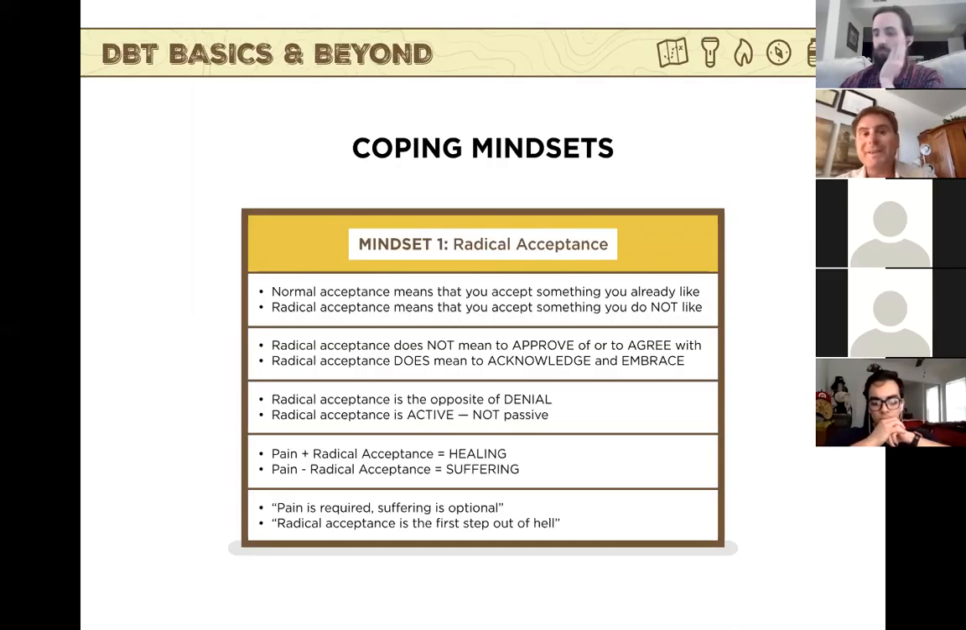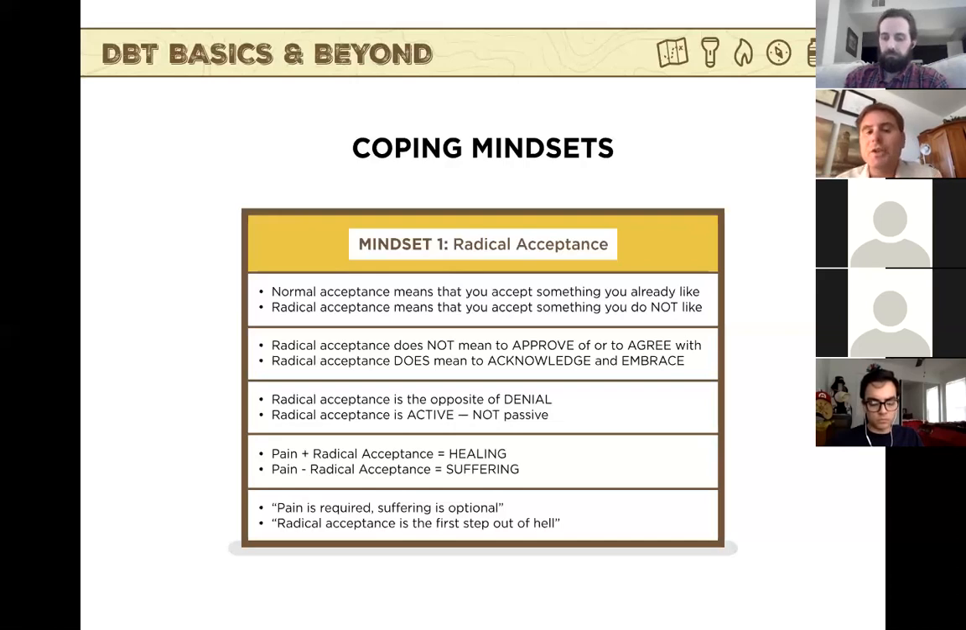Okay, radical acceptance is actually the complete opposite of that. Radical acceptance by definition means that you accept something you emphatically do not like. By definition, that's what makes it radical. So this is where this gets a little bit confusing for our clients. Radical acceptance, however, does not mean that you approve of or agree with it, right? It simply means that you are going to acknowledge it and embrace it anyway. So radical acceptance does not mean you like something, but it does mean that you will choose to deal with it.